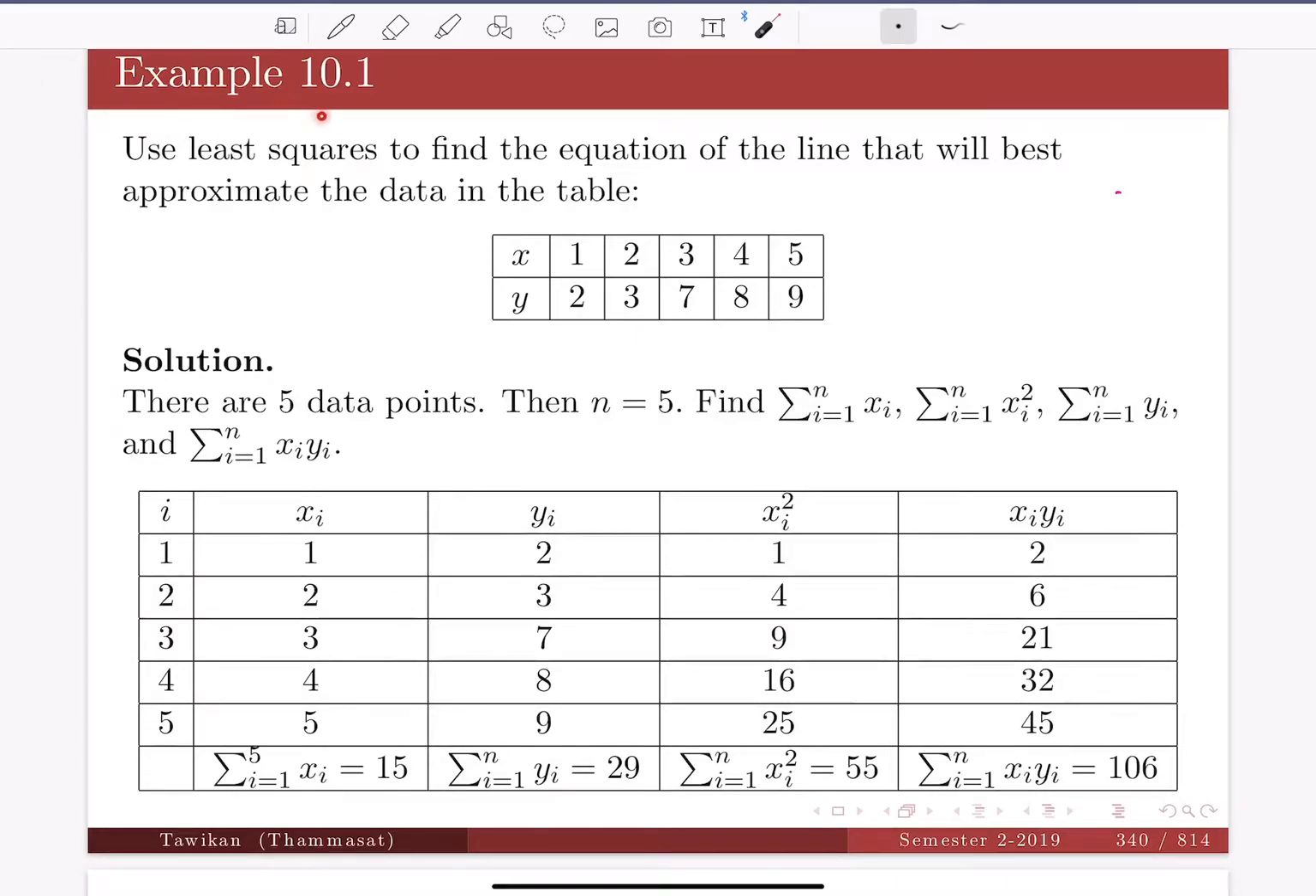Let's look at the first example, example 10.1. We want to use the least squares technique to find the equation of the straight line that will best approximate the data in the table. The keyword is the line. Okay, so we want to find the linear equation.